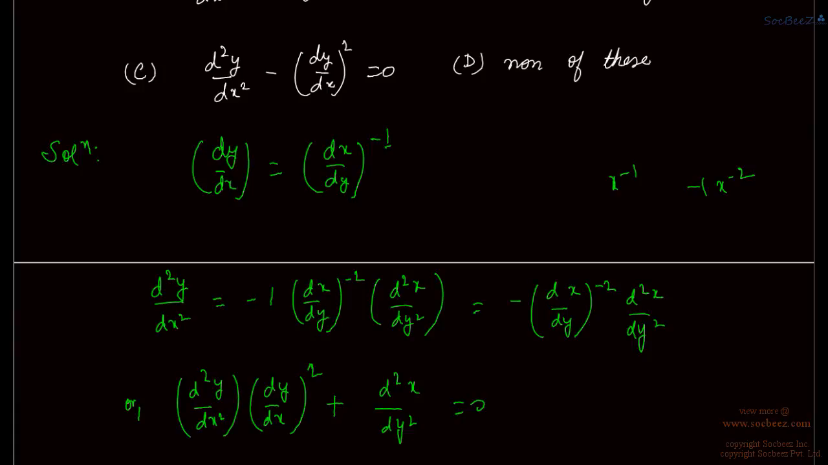We see, let us check the relation. dy upon dx is dx upon dy to the power minus 1, differentiating with respect to x both the sides. In LHS we are getting d2y by dx square, whereas in RHS we are getting dx upon dy to the power minus 2, and again the differentiation of dx upon dy with respect to x. So this is dx upon dy to the power minus 2, right?